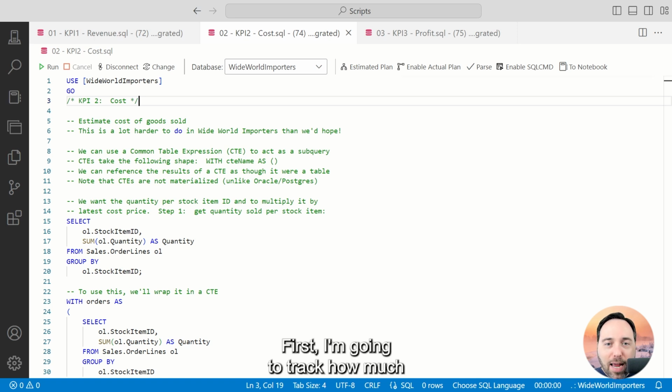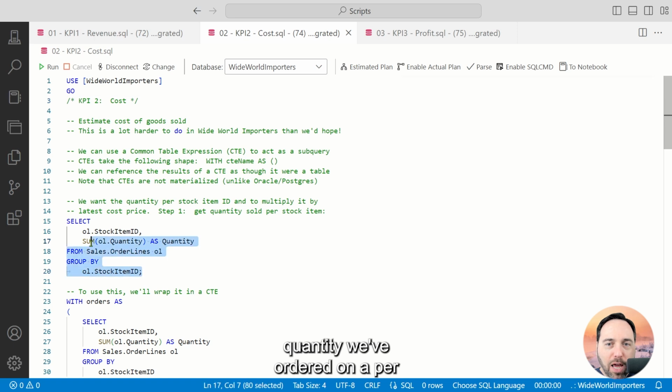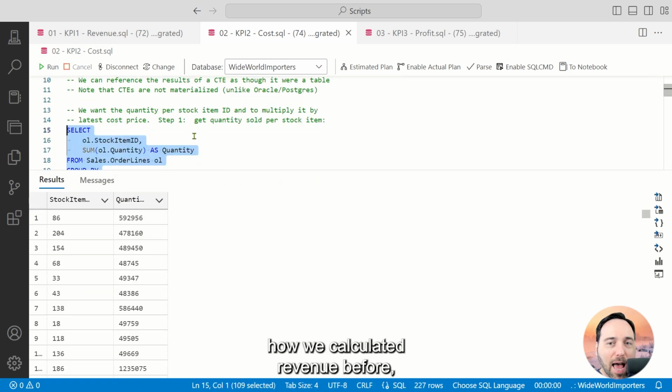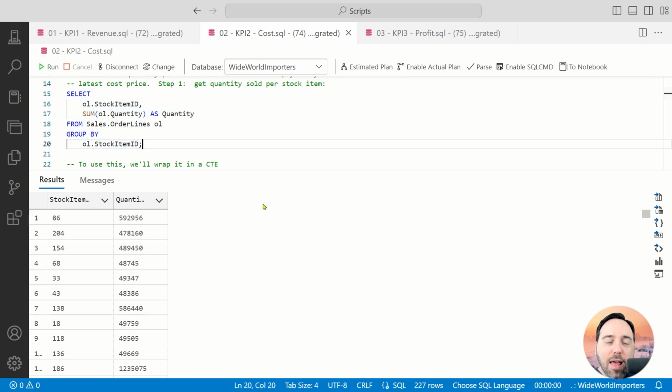First, I'm going to track how much quantity we've ordered on a per stock item basis. This aggregation is very similar to how we calculated revenue before, and we can see that for each stock item ID, we have a total amount of quantity.